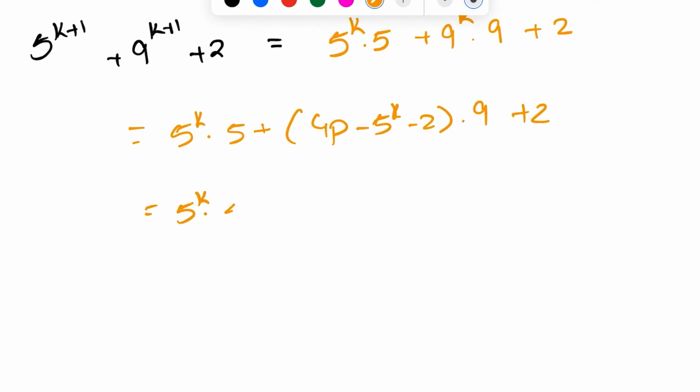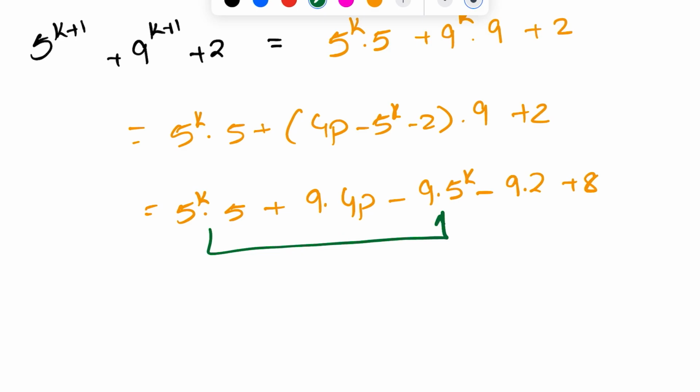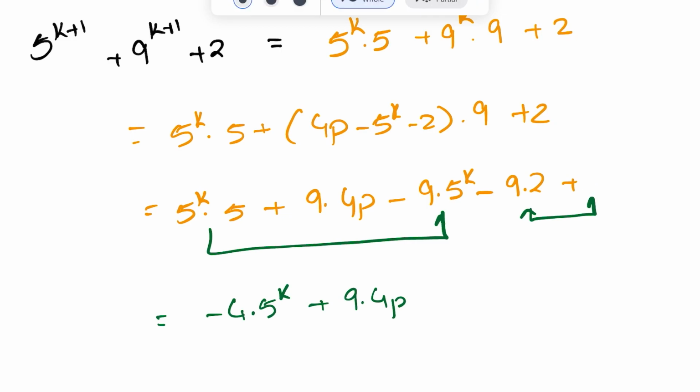5 power k times 5 plus 9 times 4p minus 9 times 5 power k minus 9 times 2 plus 2. 5 power k times 5 minus 9 times 5 power k will become negative 4 times 5 power k, plus 9 times 4p. Then minus 9 times 2. This is plus 2. Minus 9 times 2.